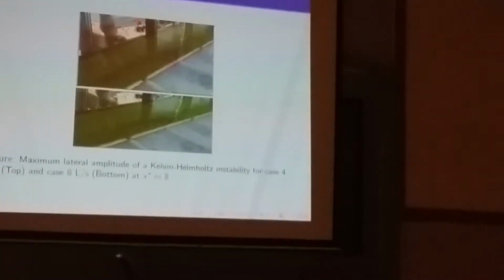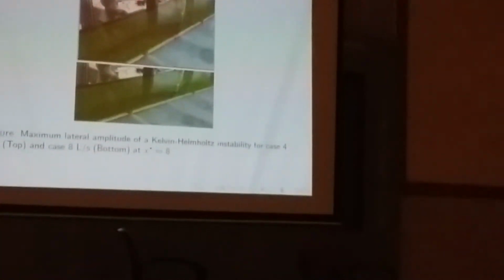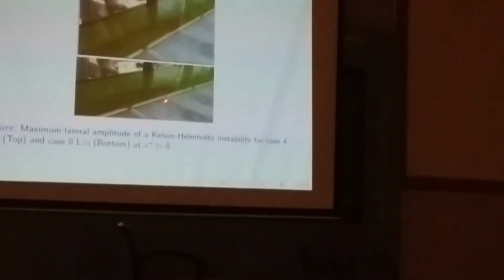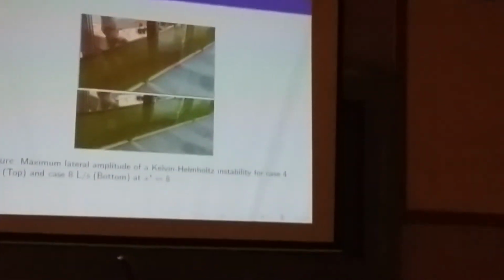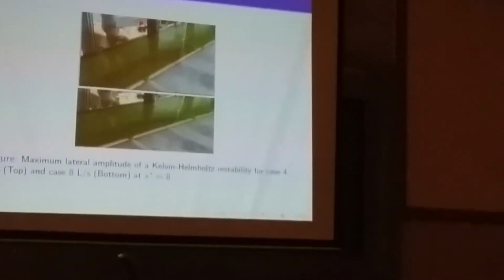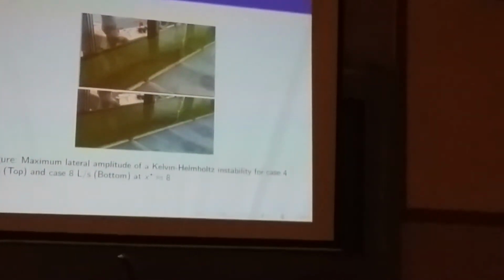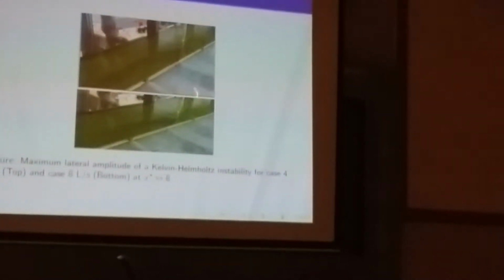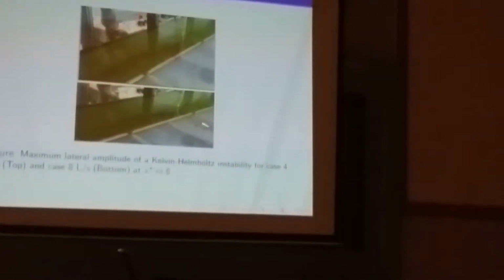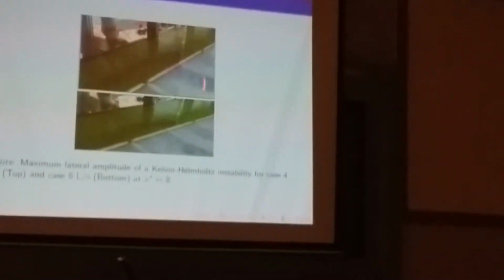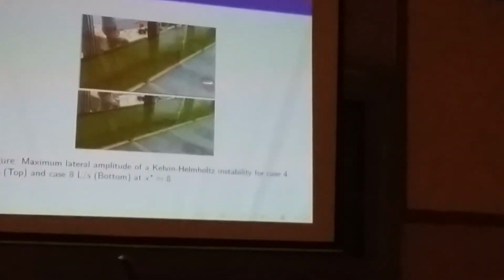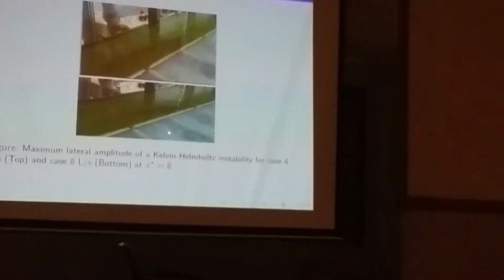So if we compare two cases, this is the case 4 liters per second, and this is the case 8 liters per second. For the case 4 liters per second, the velocity difference between main channel and floodplain is huge. So there is a high velocity difference between both subsections, and here the velocity difference is smaller. And you can see that the instability is larger here. The amplitude of the instability is larger here. It means that the coherent structure will be bigger here than here.